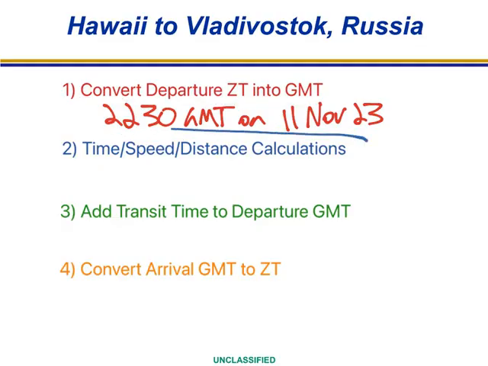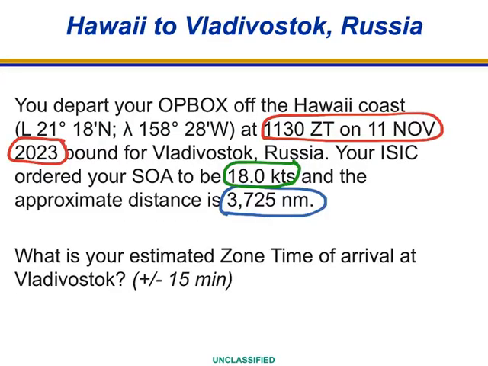For this next video, we're going to be doing our time, speed, distance calculations to figure out how long it's going to take us to transit from our outbox to Vladivostok. So in the last video, we took our departure time and converted it into Zulu. Now we're going to take our distance of 3,725 nautical miles and divide it by 18 knots. This is going to tell us how many hours it's going to take to transit 3,725 nautical miles if we're going 18 knots.